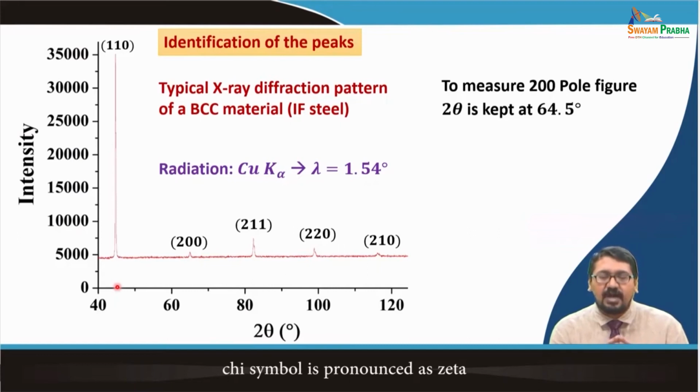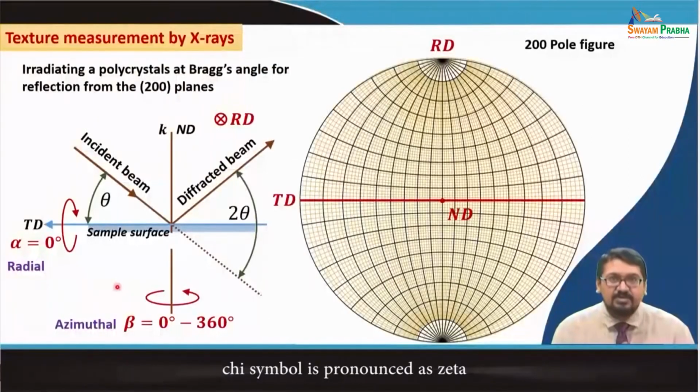I will show how the sample is kept in the X-ray texture goniometer, and then more than one HKL plane is measured one by one. First 110 is measured and then 200, and if required then 211. Like that, each plane is measured one by one in the X-ray texture goniometer. So, let us see how this X-ray texture is being measured.